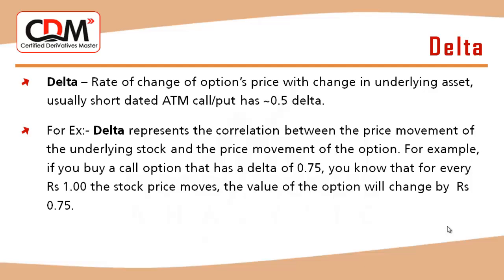Delta is the rate of change of an option's price with change in the underlying asset. Usually a short-dated ATM call or put has 0.5 delta. So just don't get confused, we are about to elaborate the concept of it.